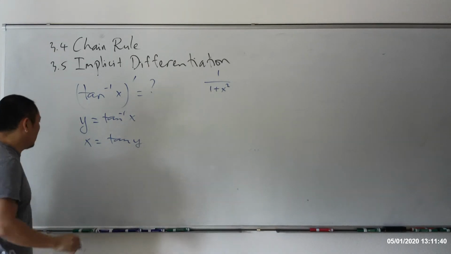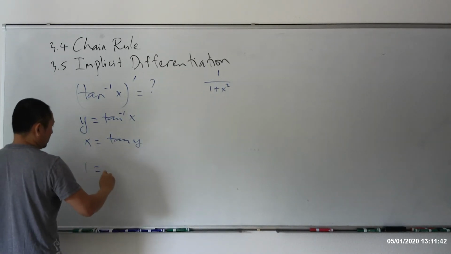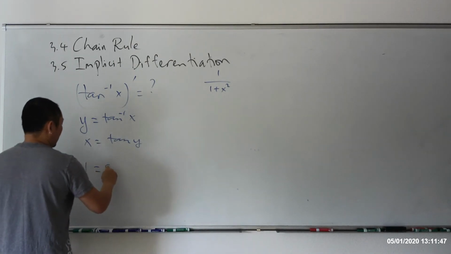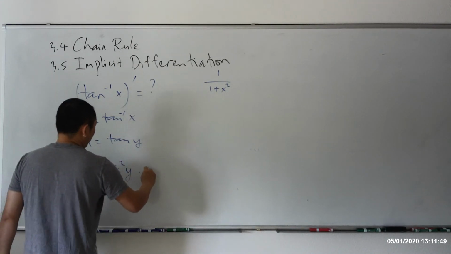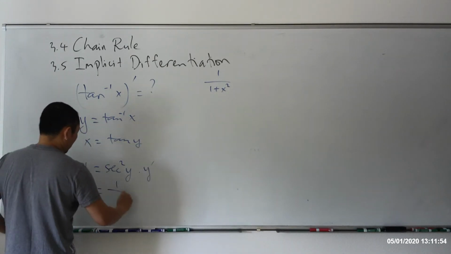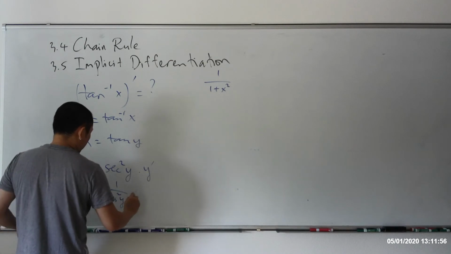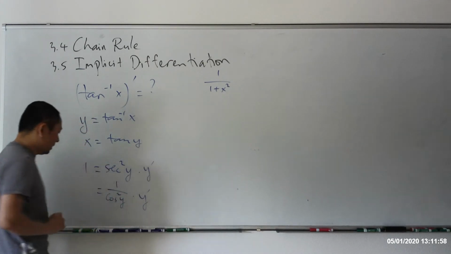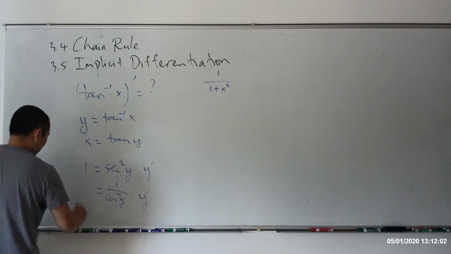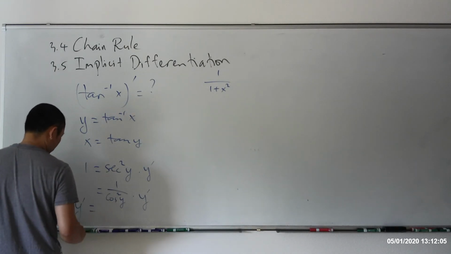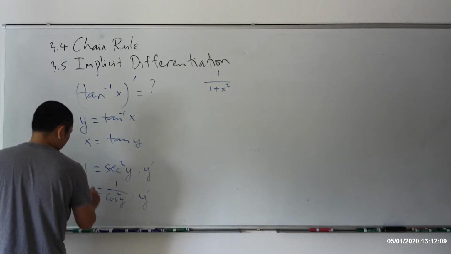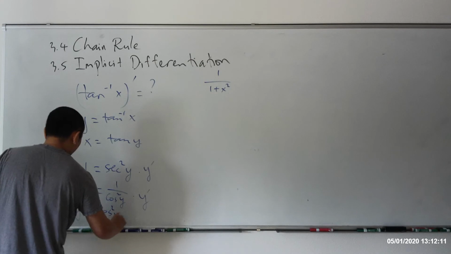Now differentiate both sides. 1 is equal to the derivative of tangent, which is secant squared of y, times y prime. Secant squared is 1 over cosine squared of y, just in case we need it, times y prime. So really, multiply both sides by cosine squared, and y prime is cosine squared of y.